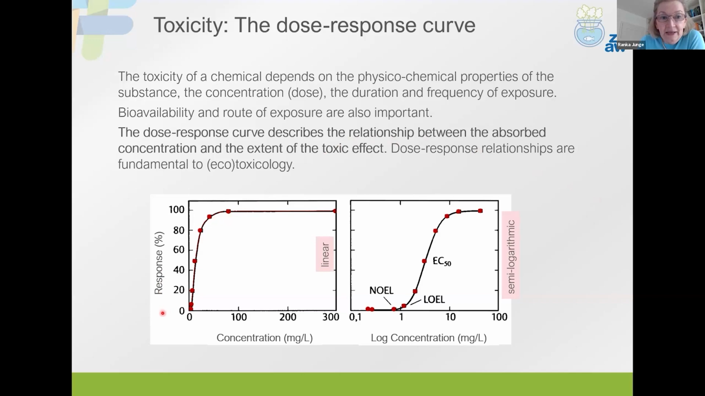But normally, for every potentially toxic substance, the toxicity is investigated by the dose response curve. It describes the relationship between the absorbed concentration and the extent of the toxic effect. So you have different concentrations of a substance, and you give this, for instance, somebody to eat. Not a person ideally, but maybe, let's say, a rat. And then you see which percentage of rats will show a response, like sickness, for instance.